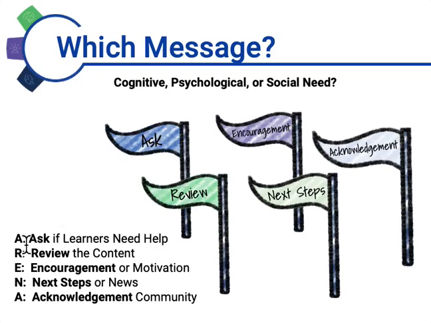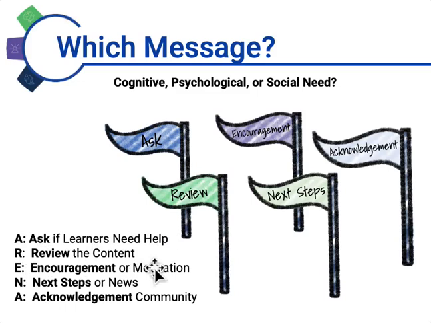The cool thing about the ARENA acronym is that each letter represents a different type of message that learners may need, depending on their cognitive, psychological, and social needs. These outline those messages so that I'm more holistic in the messaging that I send to learners. The A stands for ask if learners need help. So I may send an email that says, hey, do you need some help? If you do, reach out to me. R is review the content, where I'll send a bite-sized maybe video of a piece of content to them.